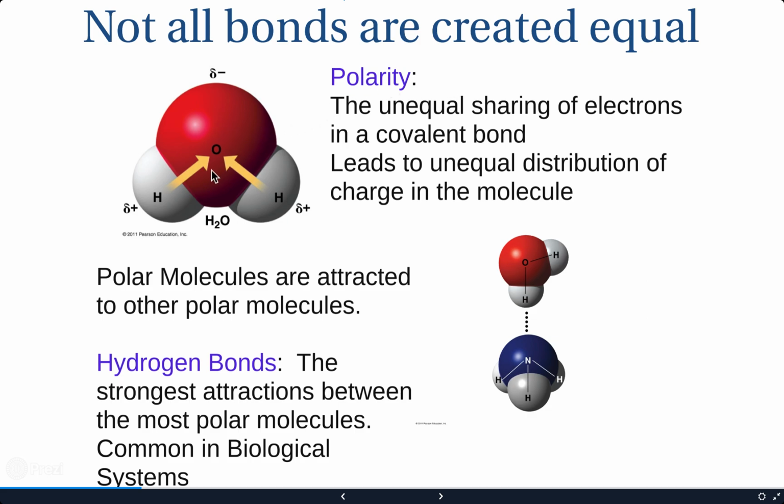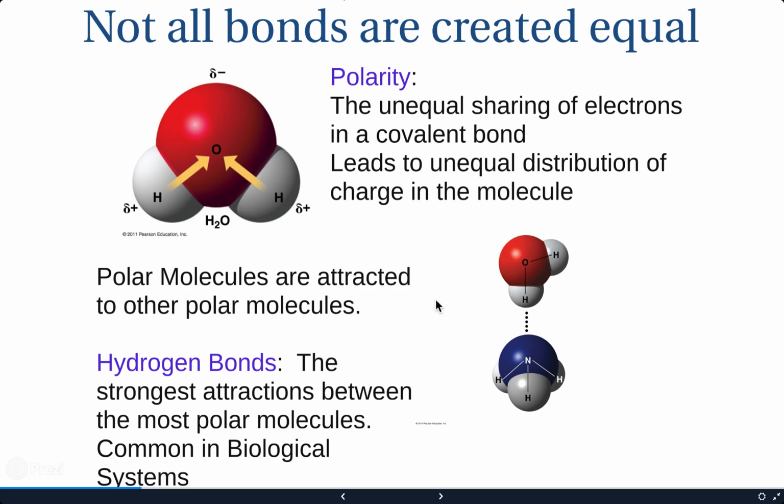Polarity is the unequal sharing of electrons in a covalent bond. So I want to make sure we're clear on this. In one water molecule, the bond between the hydrogen and the oxygen on either side is a covalent bond. Okay, they're sharing electrons. But because of this sharing, it leads to an unequal distribution of charge in the molecule. So hence the hydrogen is more positive and the oxygen is more negative. This is a polarity symbol.